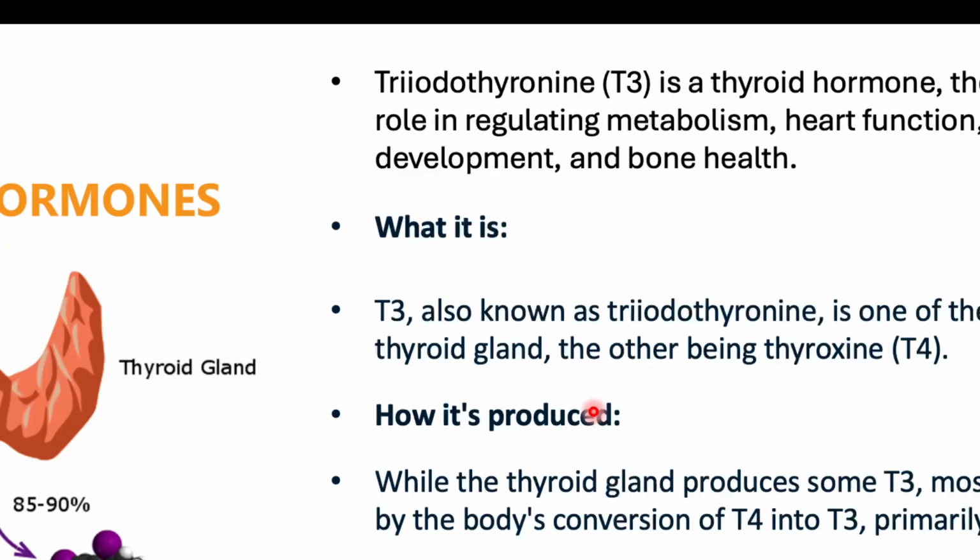And how is it produced? While the thyroid gland produces some T3, most T3 in the bloodstream is produced by the body's conversion of T4 into T3, primarily in the liver and kidneys. So, this is how T3 hormone is produced.